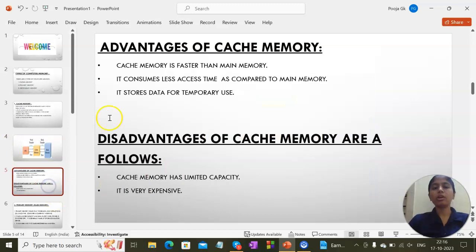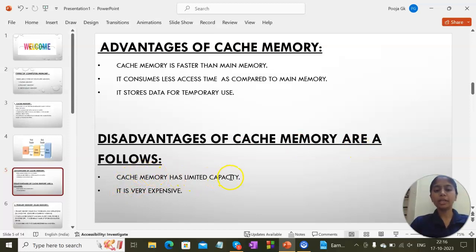Now we go to the advantages of cache memory. Cache memory is faster than main memory. It is very fast compared to primary memory. It consumes less access time as compared to the main memory. Cache memory stores data or programs temporarily.